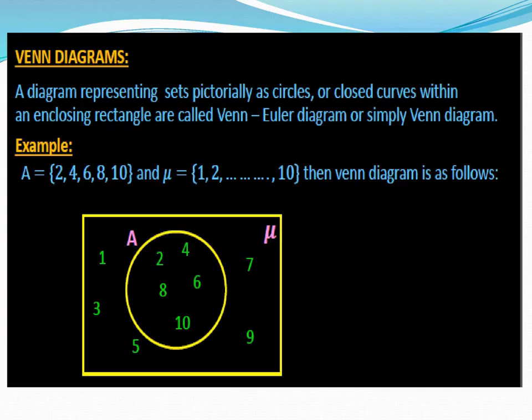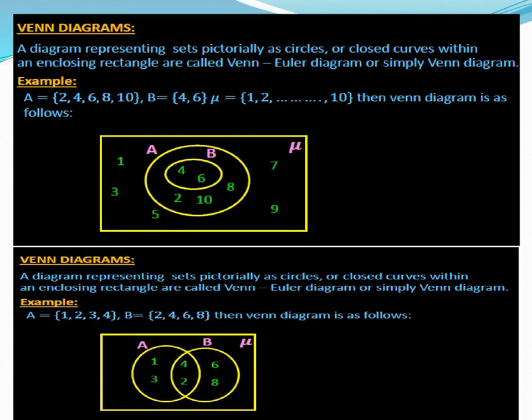So Venn diagrams are represented in this type. Now we will learn another example. A equals 2, 4, 6, 8, 10. B containing two elements 4, 6, and mu containing 1, 2 and so on up to 10. Then the Venn diagram is as follows.